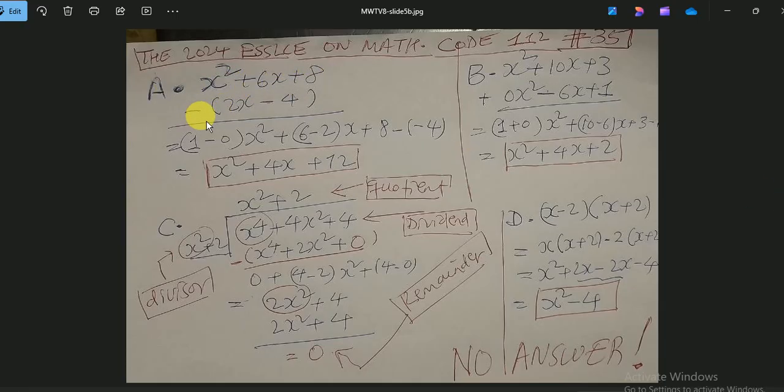x squared plus 6x plus 8 minus 2x minus 4. We have to subtract like terms: constant minus constant, 8 minus -4 is 12. 6x minus 2x, this minus is common, 6x minus 2x is 4x.